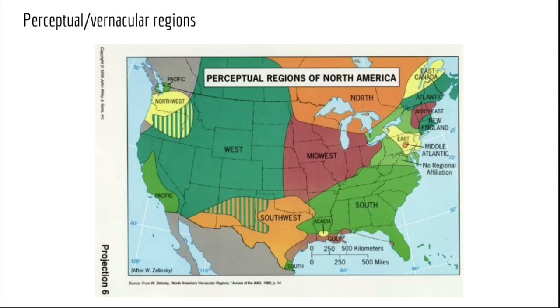Next up, we've got perceptual and vernacular regions, and this is basically a region that only exists as a conceptualization or an idea, so it's not really official or demarcated. Like the South is a perceptual region, so is the Mid-Atlantic. There's no actual physical thing that says this is Mid-Atlantic.